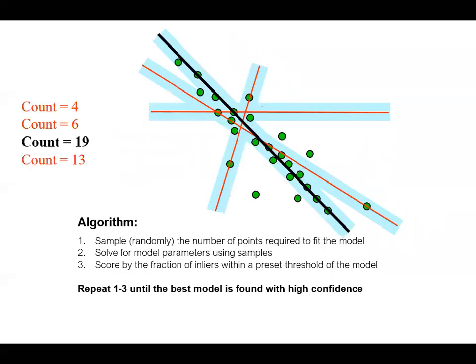After that, you have all of the options, which one you should pick. The one with the highest inliers. So with this case, you would pick the one with the 19 inliers. And then this will be your solution.